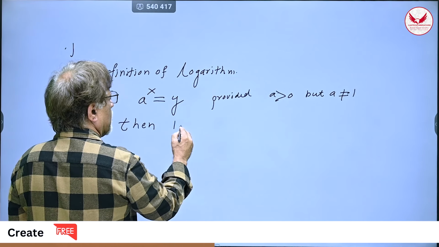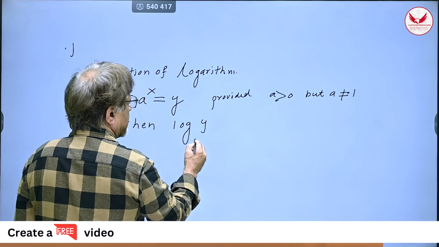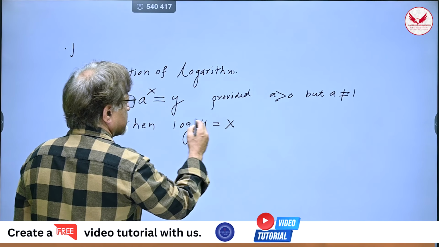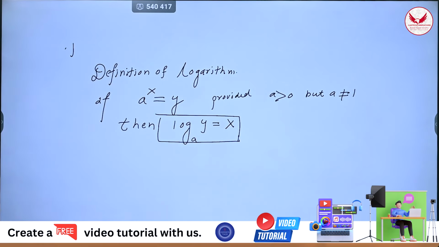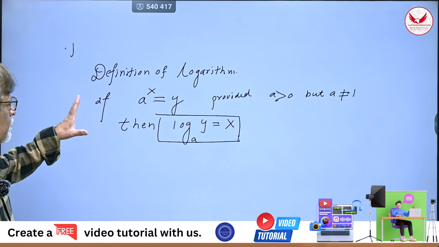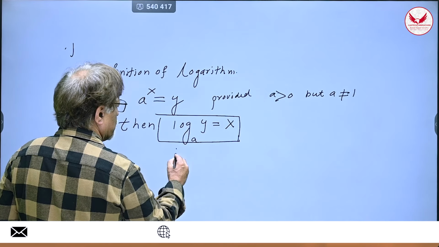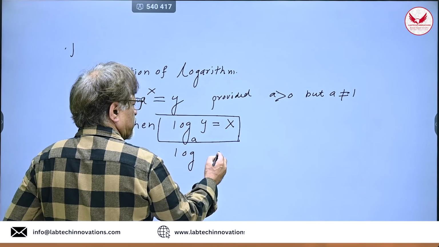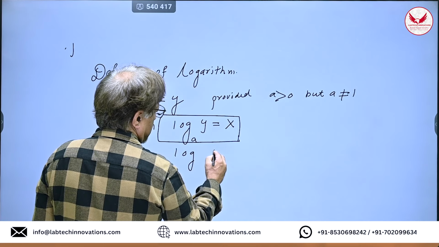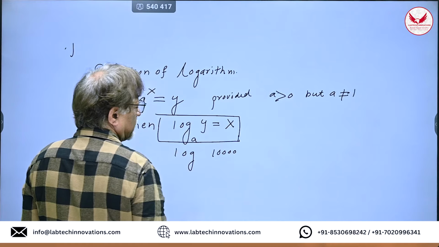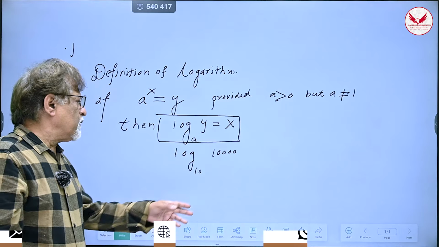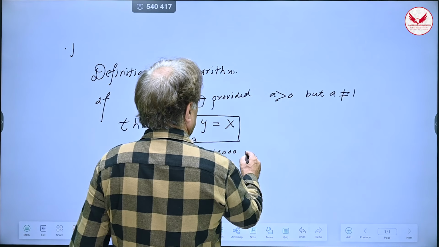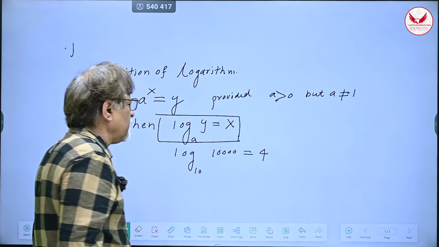Then log of y to the base a is always equal to x. That is the definition of logarithm. Okay. So this is how the logarithm works. For example, if I ask you what is log of, let us say, 10,000. Okay. What is the log of 10,000 to the base 10? Which means which power of 10 is 10,000? So, fourth power of 10 is 10,000.